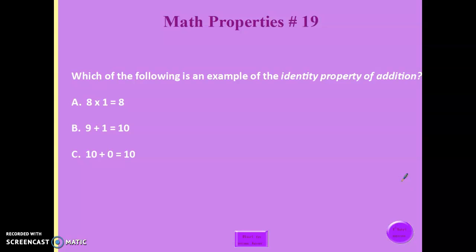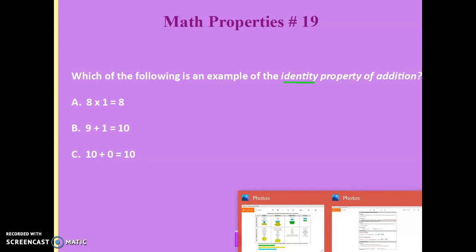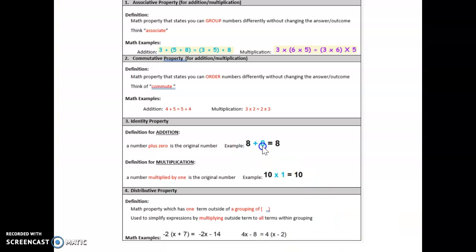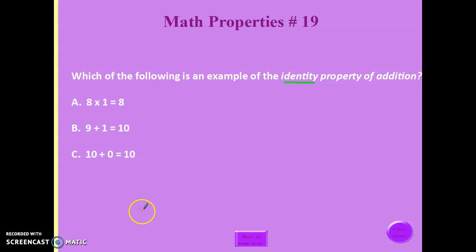All right, number 19: which of the following is an example of the identity property? Remember we said identity property is when you keep the original number the same for your answer. And there were 2 specific ways we did that. For an addition problem, we add 0 to keep the identity. And in a multiplication problem, we multiply by 1 to keep the identity. So going back to look at our problems, looking through options A, B, and C, I actually made a mistake. Both A and C are actually examples of the identity property. A is my multiplication, and C is my addition, but both are correct in this scenario.